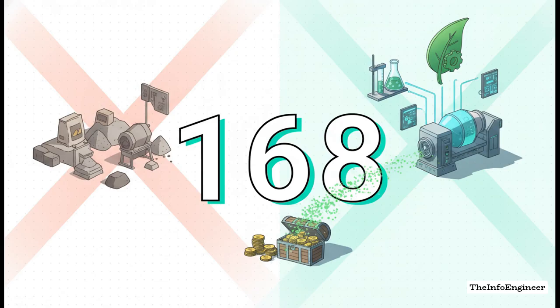168 kilograms per cubic meter. I mean, that is just a staggering number. That is the exact amount of cement you can save when you switch an M25 mix from a traditional nominal mix over to an optimized design mix. 168 kilograms saved in every single cubic meter.